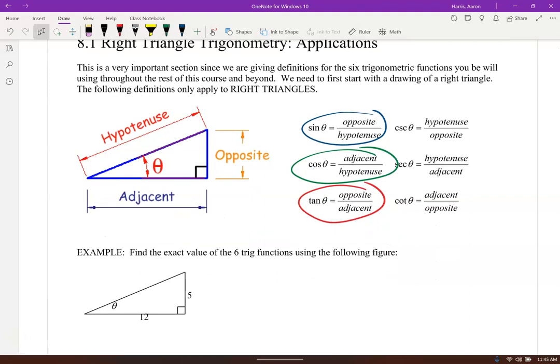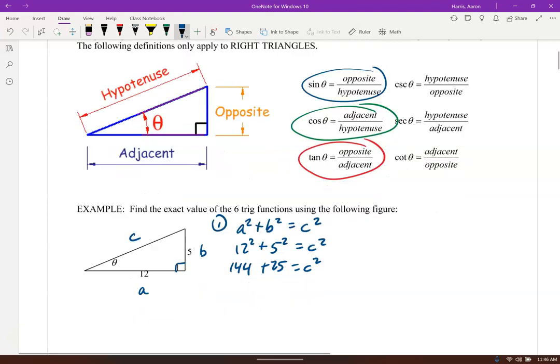So let's go ahead and do it for this one. Notice it says find the exact value of all 6 trig functions using that figure, but we're missing our hypotenuse. So if you remember, the most important theorem in all of mathematics, of course, is the Pythagorean theorem, where the hypotenuse here we're going to call C. The side lengths are the legs of the right triangle. We've got this 90-degree triangle. The legs are A and B, so we have 12 squared plus 5 squared equals C squared, 144 plus 25. So step number 1, find the remaining side if it's not given.